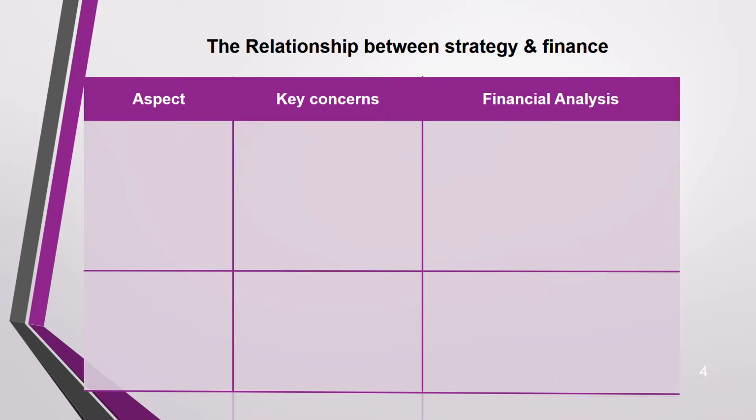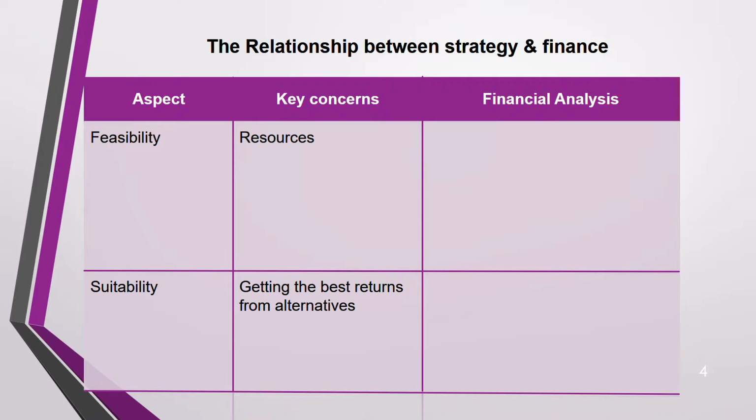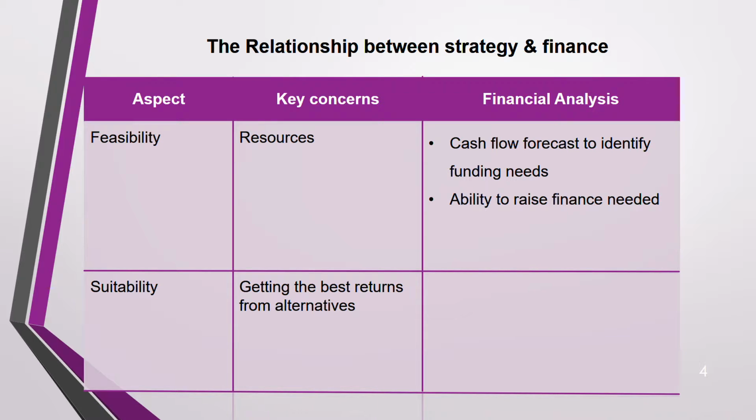Now the second aspect is feasibility, how feasible the project or the strategy is. And suitability is the third aspect. From the point of feasibility, we are focused on the resources, and from the point of suitability, we are focused on getting the best returns from alternatives. In terms of feasibility, we are going to go through this cash flow focus again, because through this we'll know how much funding we need, because this is all about finance. Finance means what? Money. Only money is counted, right? Next is the ability to raise finance. If you are able to raise the finance, the project is feasible.